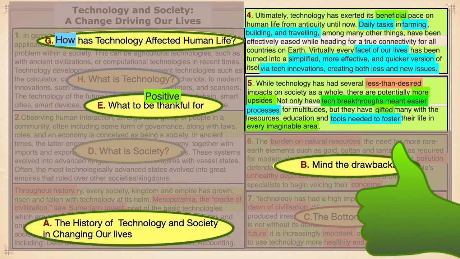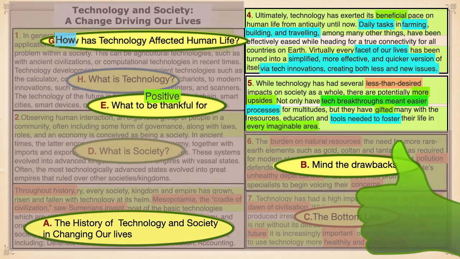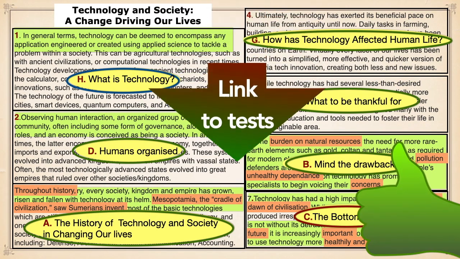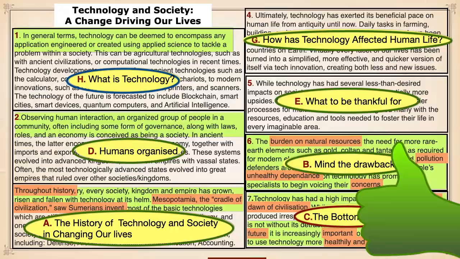We can also see that we have a lot of blue in the first case, how technology affected human life in paragraph 4, and we have a lot of green in the second case, where we highlighted all the positive words in paragraph 5. So this should confirm our choice for heading G to match paragraph 4 and heading E to match paragraph 5. I think we've done it!